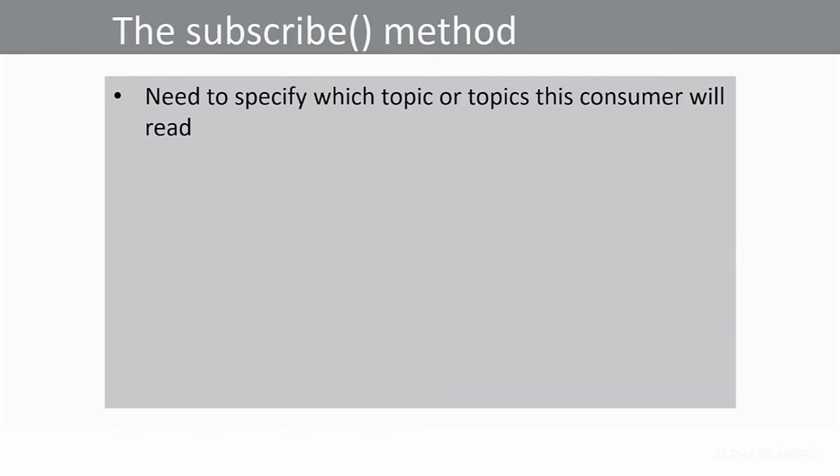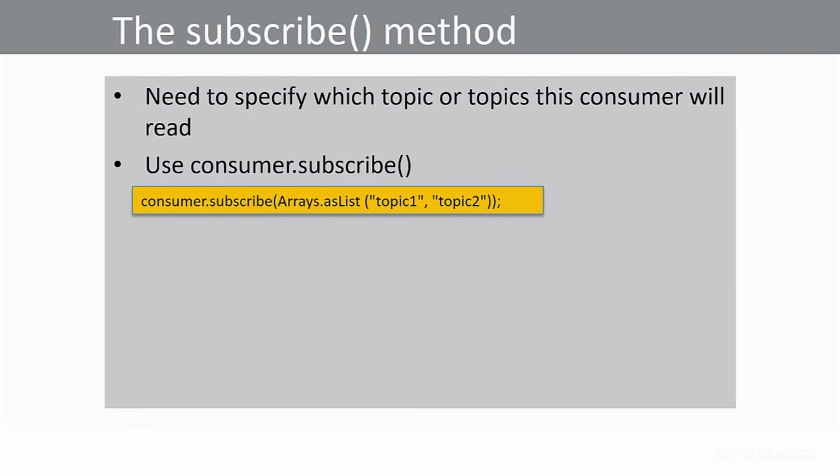Okay, now we know the basics of creating a consumer. Let's talk about how we can subscribe to the topics. In order to do this, we're going to use the subscribe method. We need to specify which topic or topics the consumer will read. And again, the way we're going to do this is using a consumer.subscribe method. So here's an example of consumer.subscribe. We can specify the topics we want to read from.